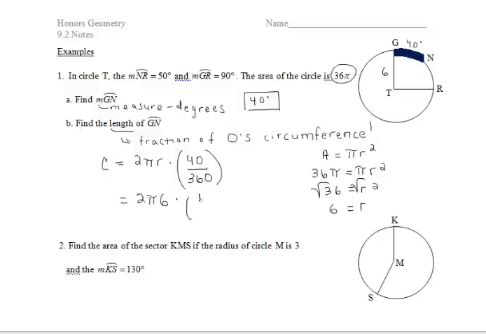So we're doing 2 times pi times 6, and then I reduce the 40 divided by 360 into 1/9. So we multiply across the top, which leaves us with 12 pi divided by 9. And if we reduce that fraction, we're left with 4/3 pi is the length of the arc.